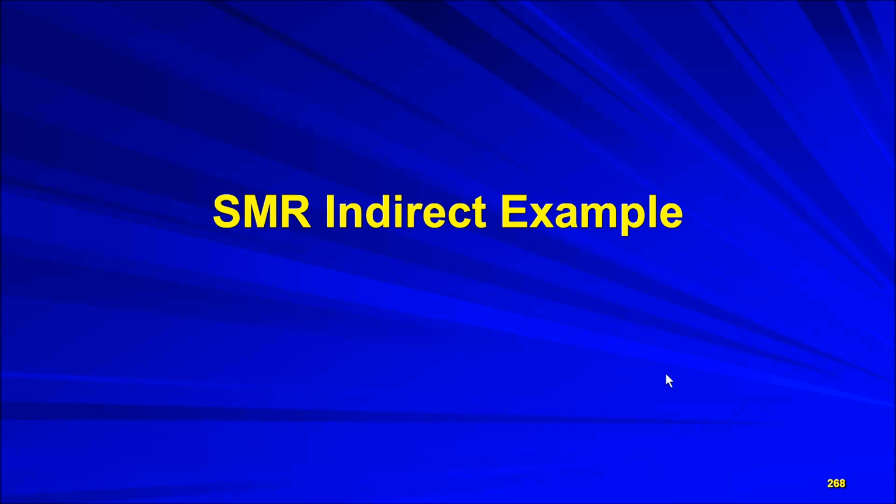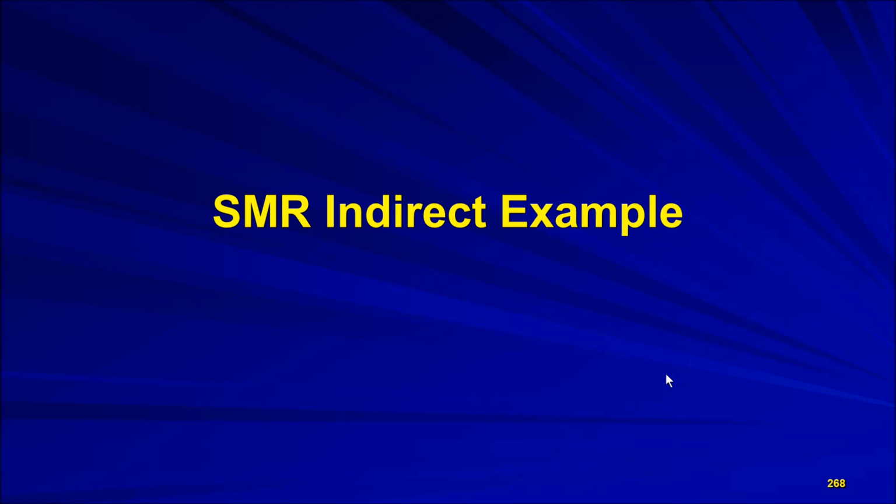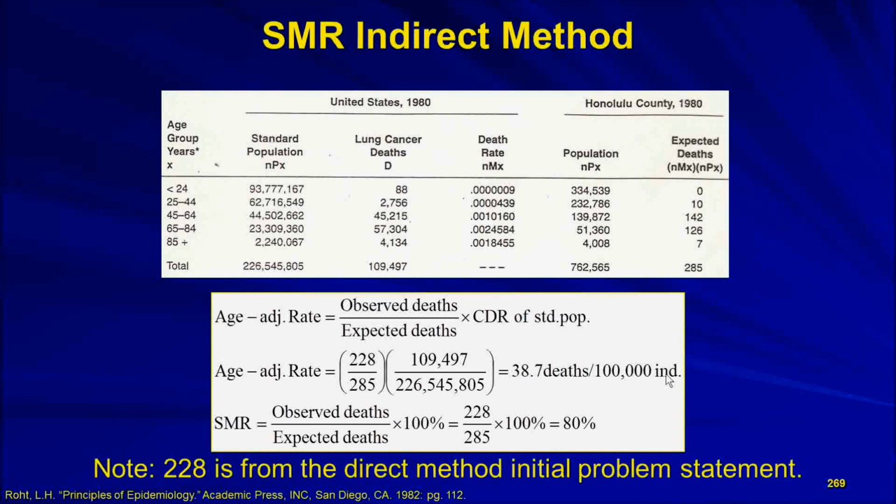Now remember, the gold standard is the direct method. It's the best you can do. It's the best you can get. So when we don't have age-specific death rates for lung cancer for Honolulu, we know that we're going to have age-specific death rates for the United States, and we're going to use those values to make the adjustment. Okay, just bear with me. You'll see it. I'll show it to you. And we're going to have a lot more calculations in this case, and I'll talk to you about that.